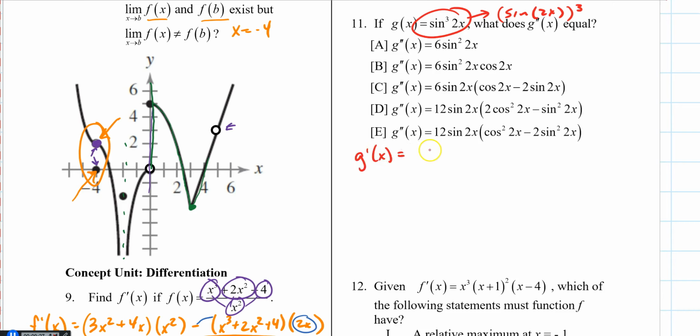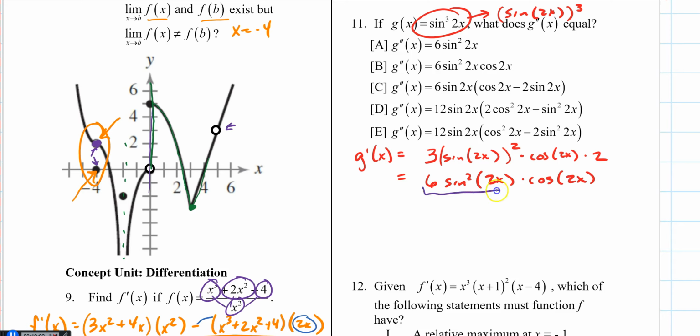So we've got 3 times the sine of 2x all squared times the derivative of the sine of 2x, which is cosine of 2x, times the derivative of 2x, which is just 2, and that's going to leave me with 6 sine squared of 2x times the cosine of 2x. That's my first derivative.